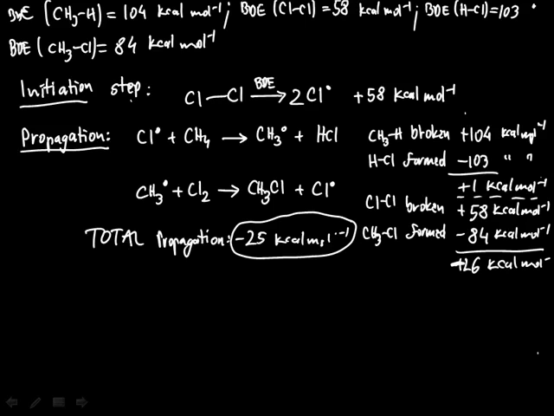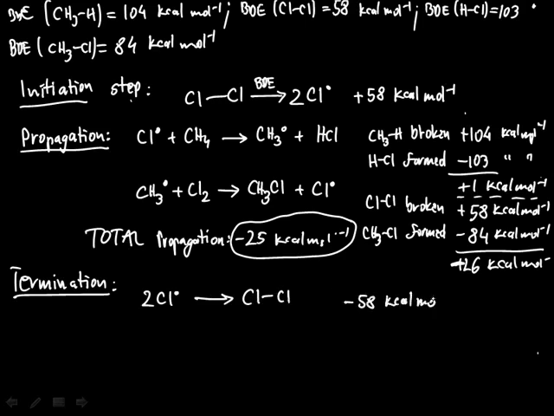Just for completeness' sake, the termination step, as I mentioned, can occur through a number of different variants, but again, it doesn't matter because first, it happens only once in a while, and secondly, it's typically cancelled out by initiation, because each initiation needs one termination to remove that reactive intermediate. And so if we assume that our termination step is simply recombination of two chlorines to simplify things, then our energy balance here is minus 58 kilocalories per mole because the bond is formed, and this cancels out the initiation.